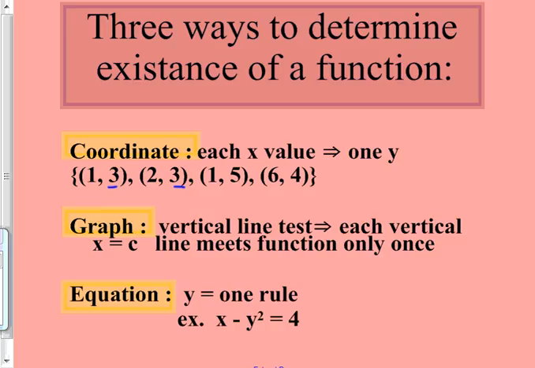In fact, everything could have an output of 7. You put in 1, you get 7. You put in 2, you get 7. You put in 3, you get 7. Put in 9, you get 7. That's not a problem. You can do that.